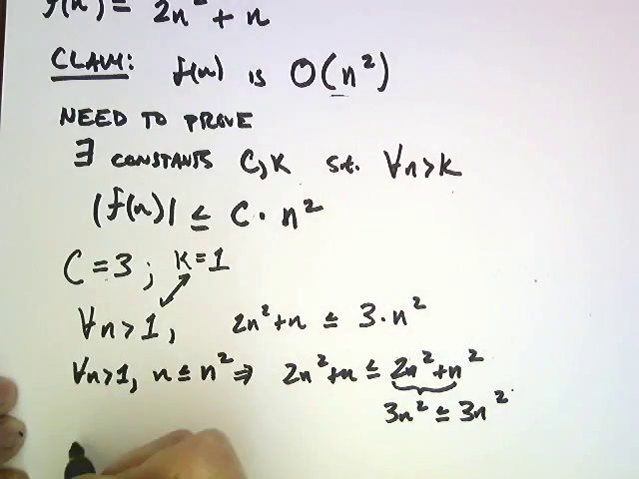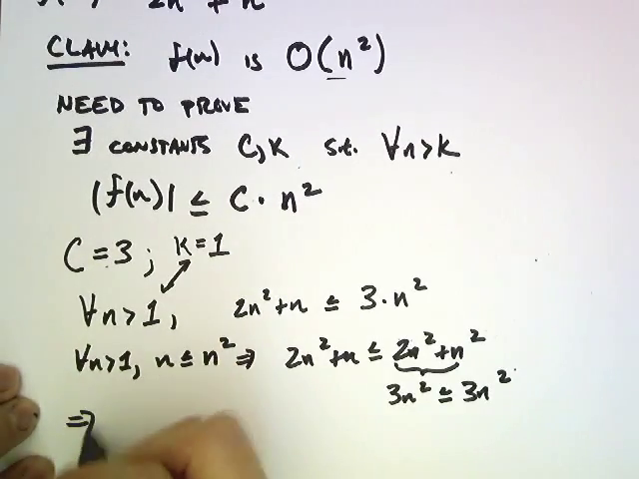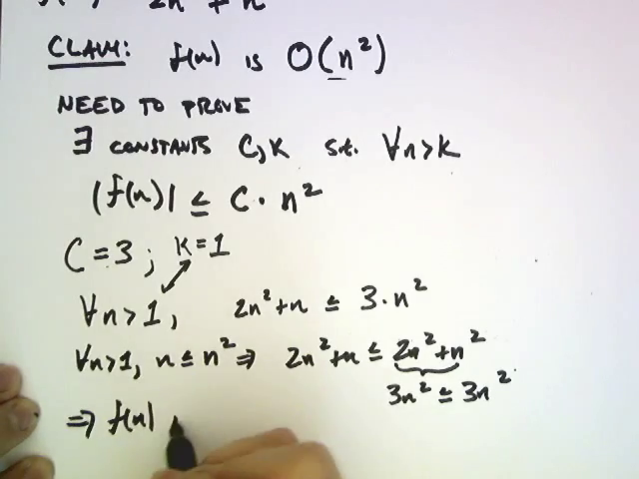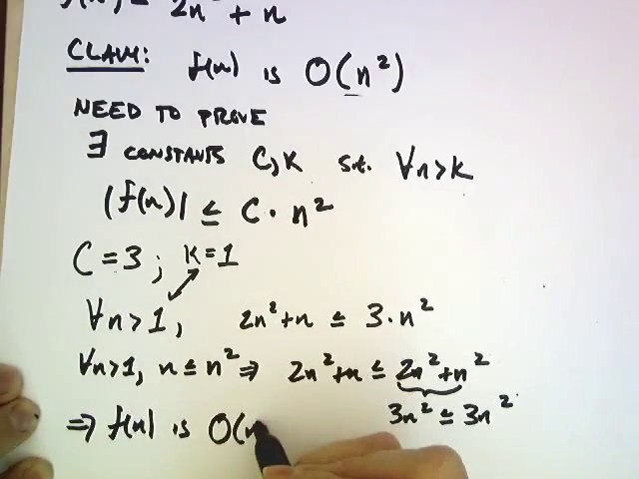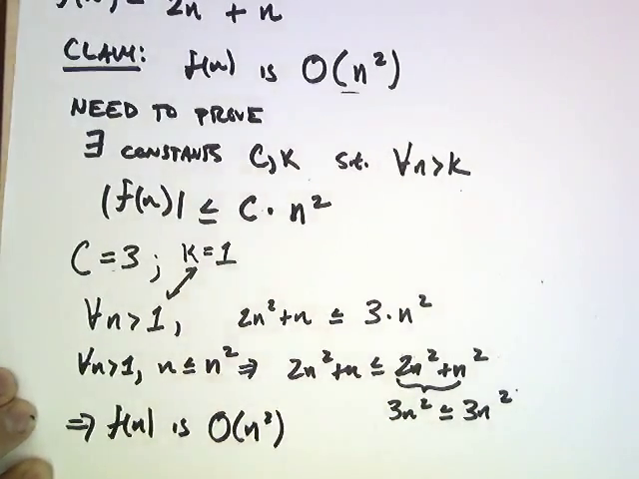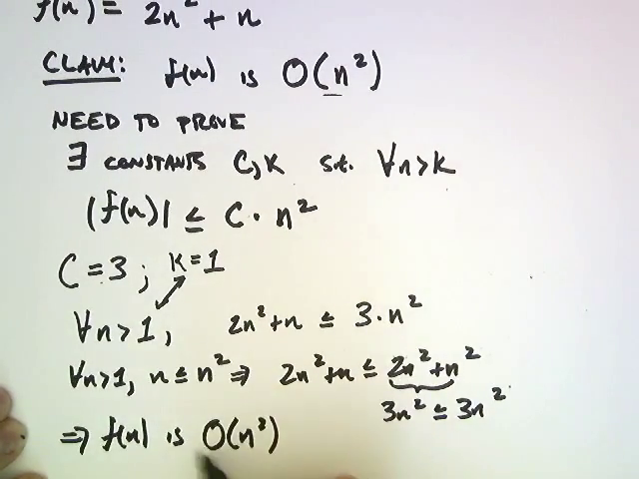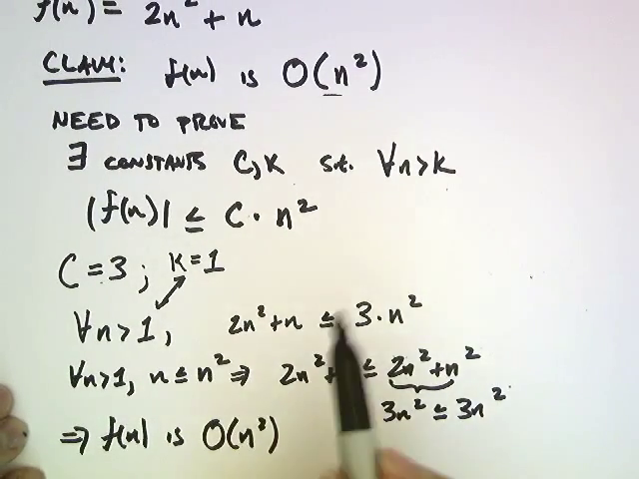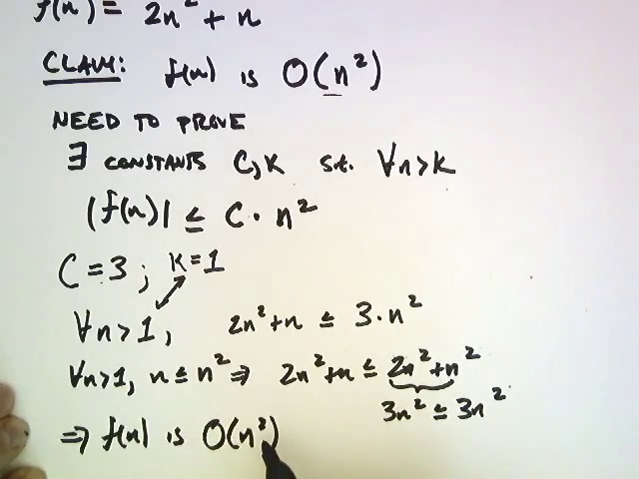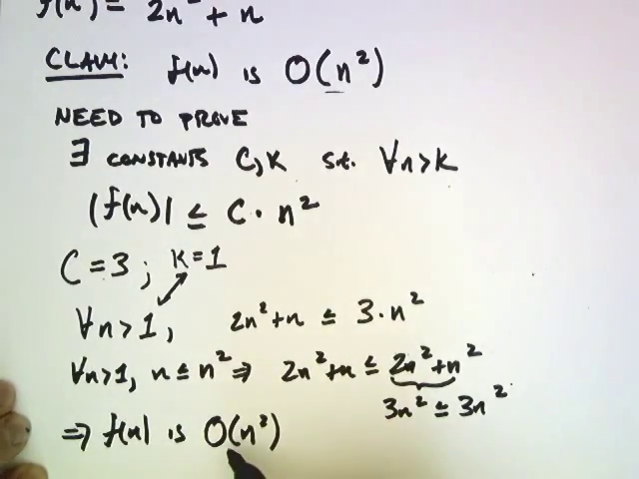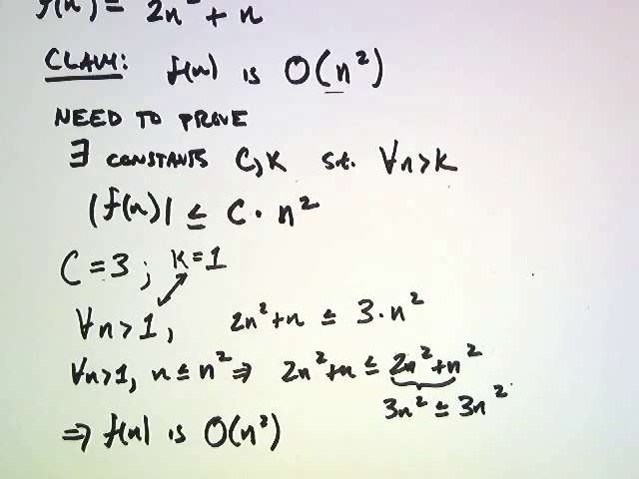So this implies that f of n is big O of n squared. Very crudely, you can read the big O as a less than or equal to. If f of n is big O of n squared, it means that f of n is less than or equal to some constant times n squared, again, for n sufficiently large.